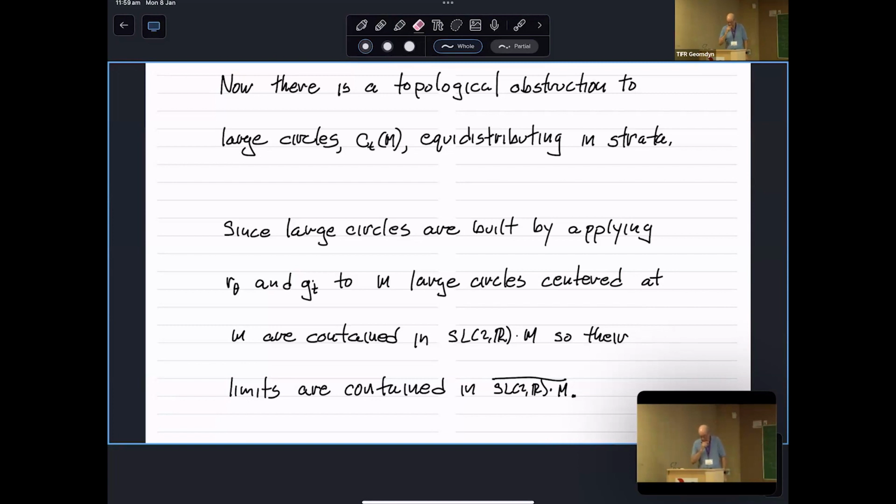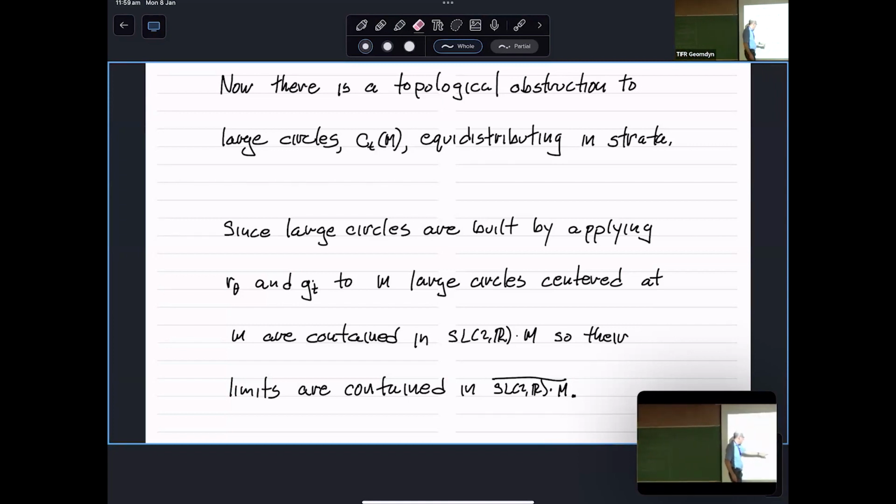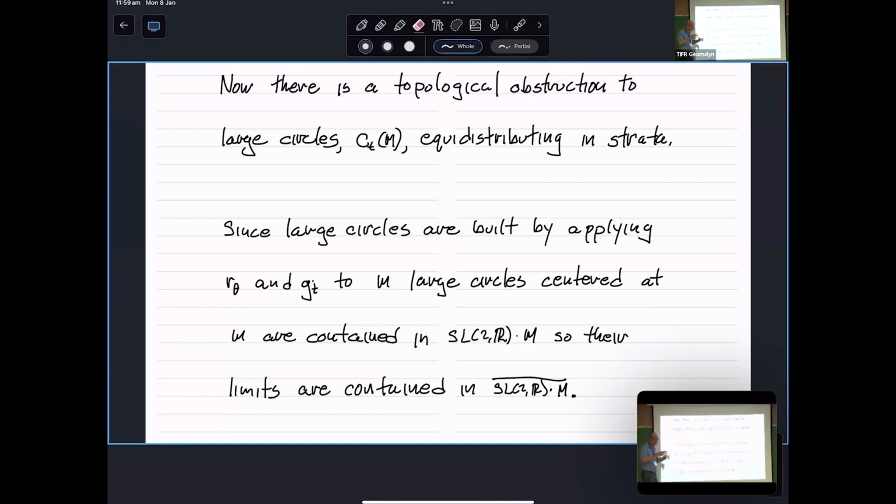Okay, so the first thing is, we want to know that circles equidistribute in strata, but there's a topological obstruction. We're picking a translation surface M, and we're looking at the circle corresponding to M. Since this circle, C_t of M, is built from M by applying R_theta and g_t, the circle is contained in the SL2R orbit of M. And the limit of the circle is contained in the closure of the SL2R orbit of M.